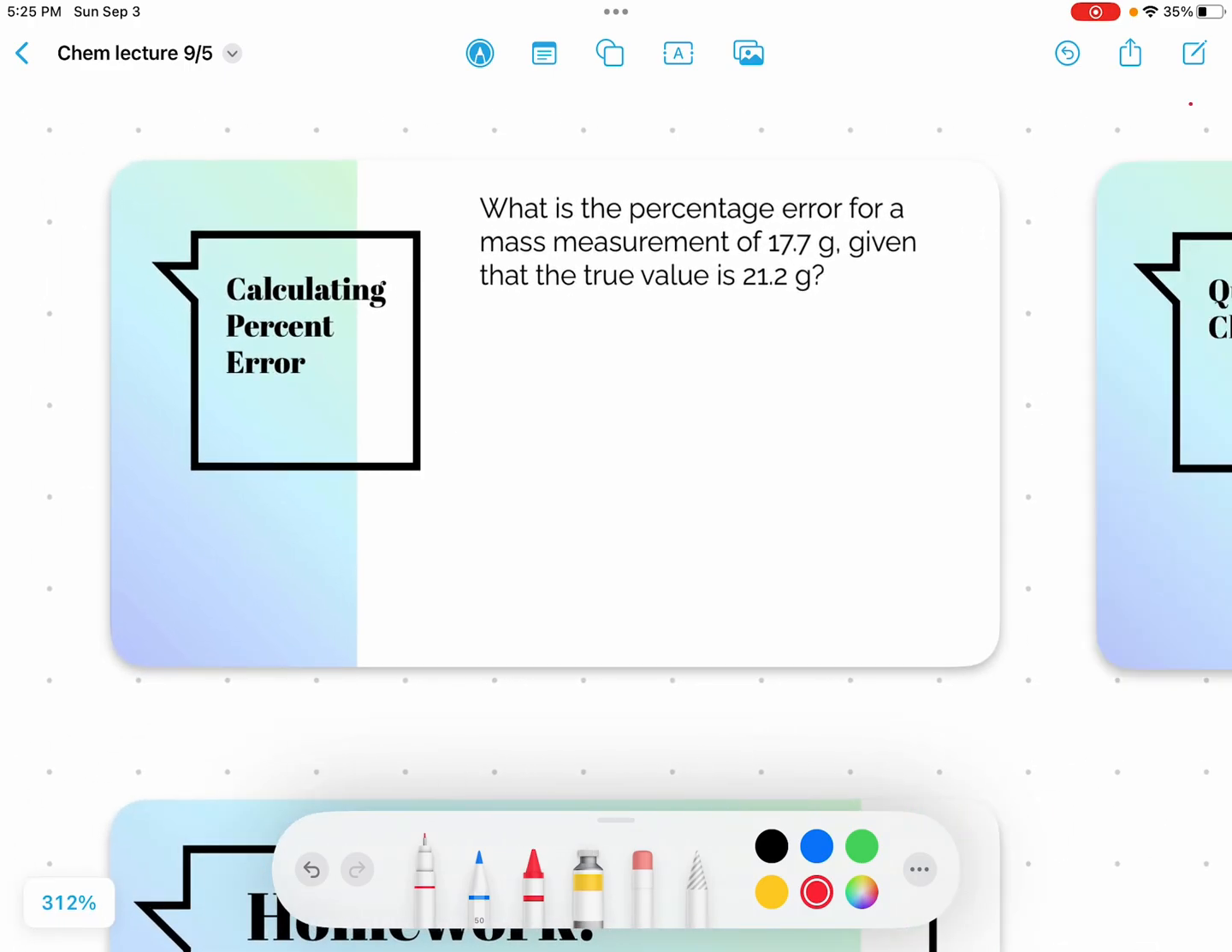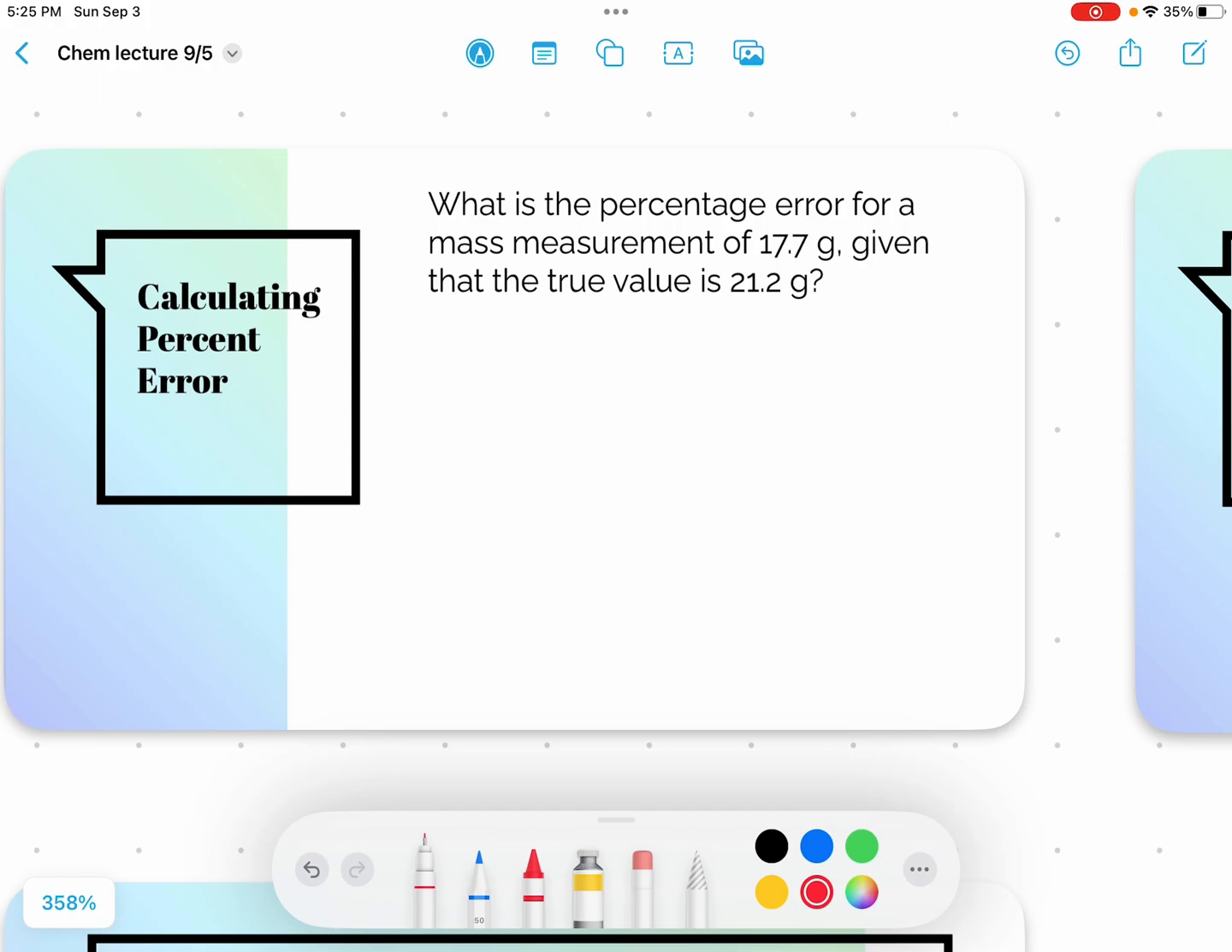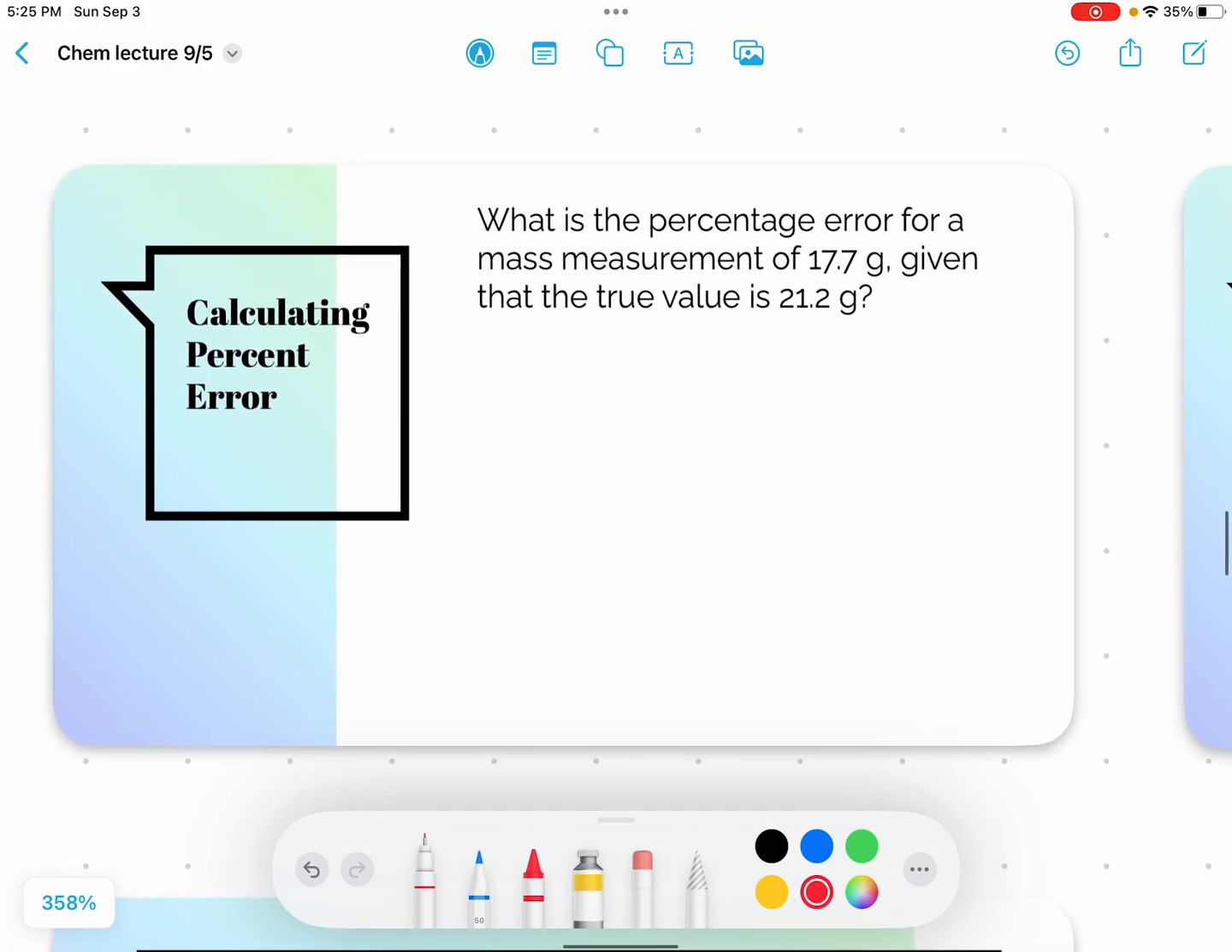Now let's run through a problem real quick. What is the percentage of error for a mass measurement of 17.7 grams given the true value is 21.2 grams? Just like what we did in our density problems, we're going to list everything out, write down what we know, and then plug it into our equation.